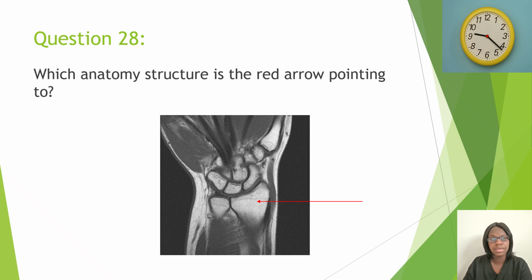Question 28. Which anatomy structure is the red arrow pointing to?